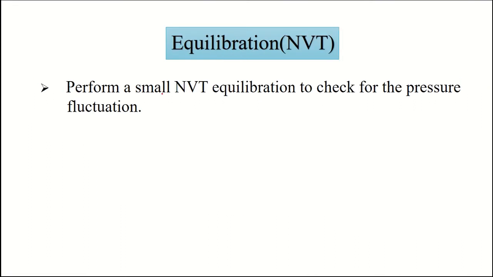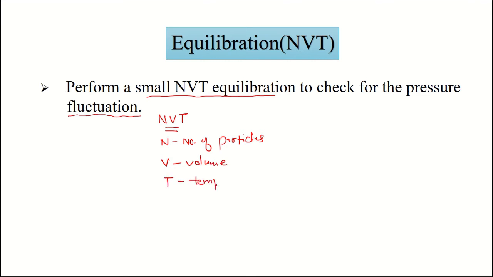Okay, so after heating the system to 300 Kelvin, we are going to perform NVT equilibration. We will perform a small NVT equilibration to check for the pressure fluctuation. NVT is basically, N is the number of particles, V is the volume of the system, and T is the temperature. So we are going to check for the pressure fluctuation.